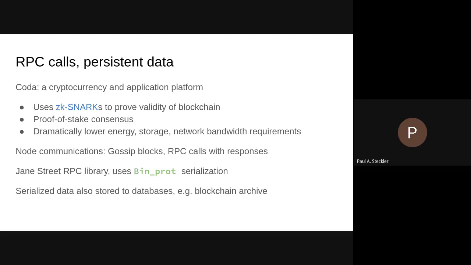Besides the network communications, we also use serialized data to persist data to databases. For example, we have this notion of an archive node, which can store the entire blockchain in a database. So we have to serialize it first before storing to a database.